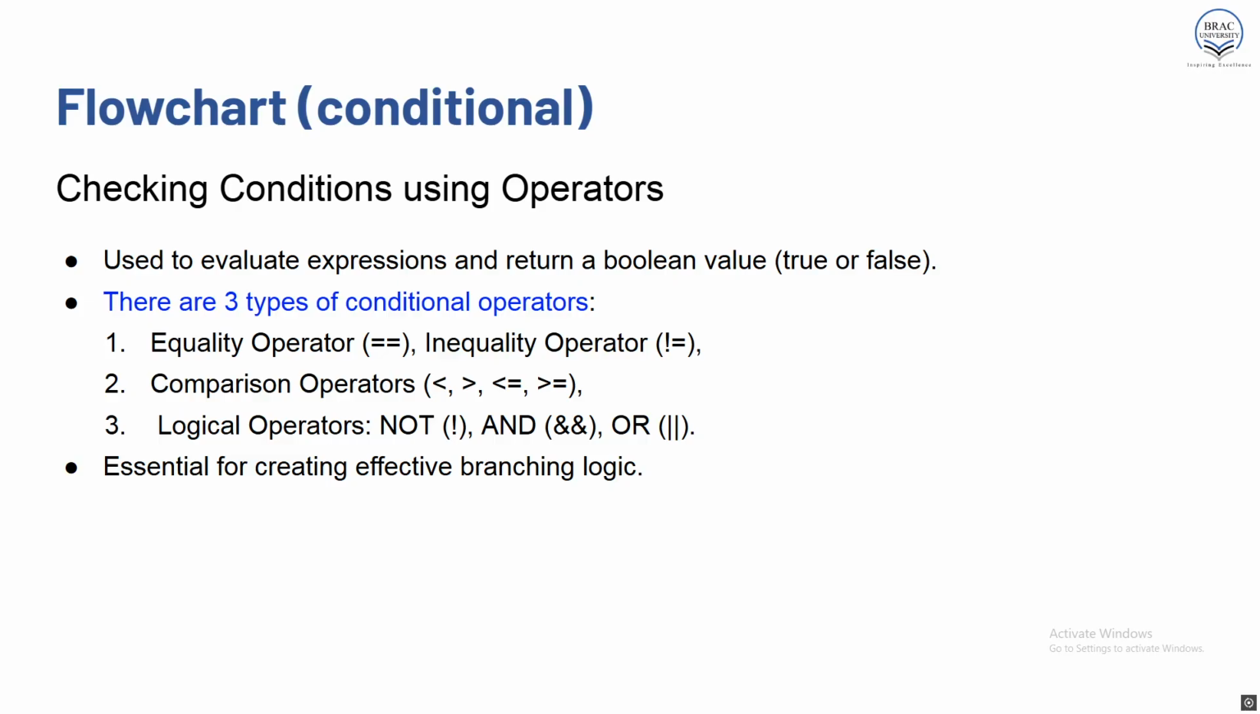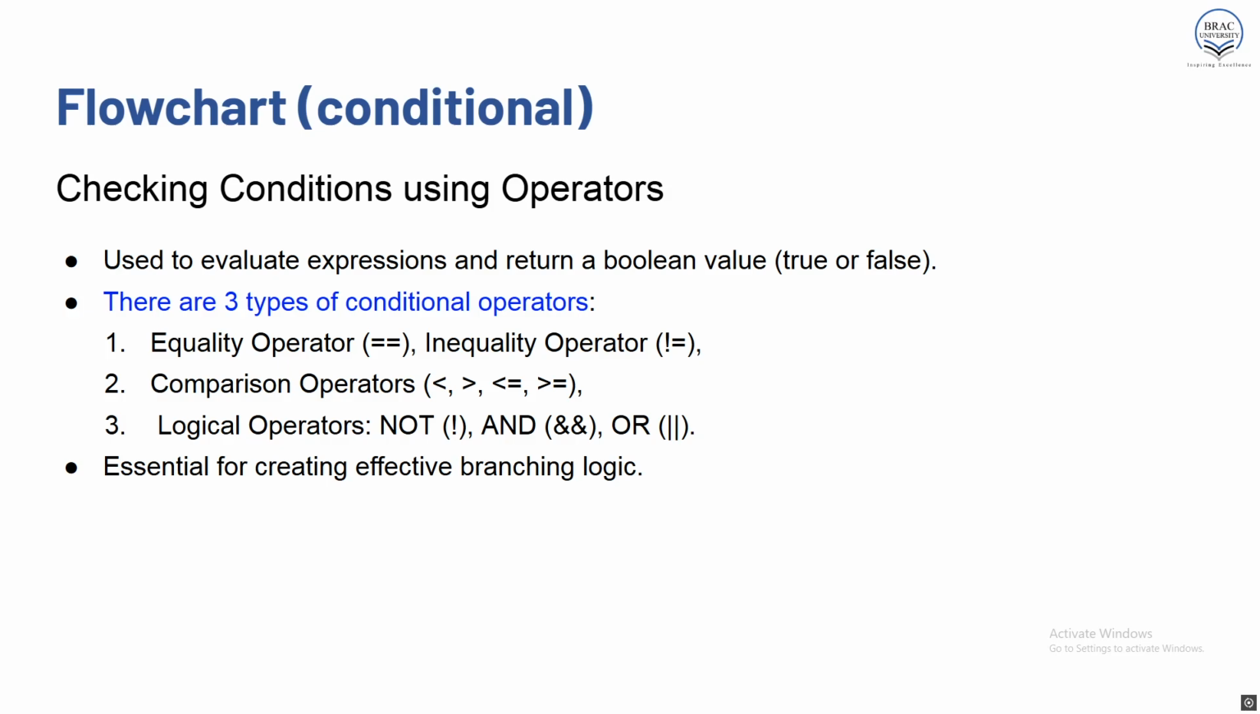You are already familiar with the comparison operators, as they are frequently used in mathematics, which are greater than, less than, greater than or equals to, less than or equals to. The third type of conditional operator is logical operators. It is mostly used to compare Boolean values. If the exclamation sign or not is used in front of a true value, it becomes false, and likewise if not is used in front of a false value, it becomes true.